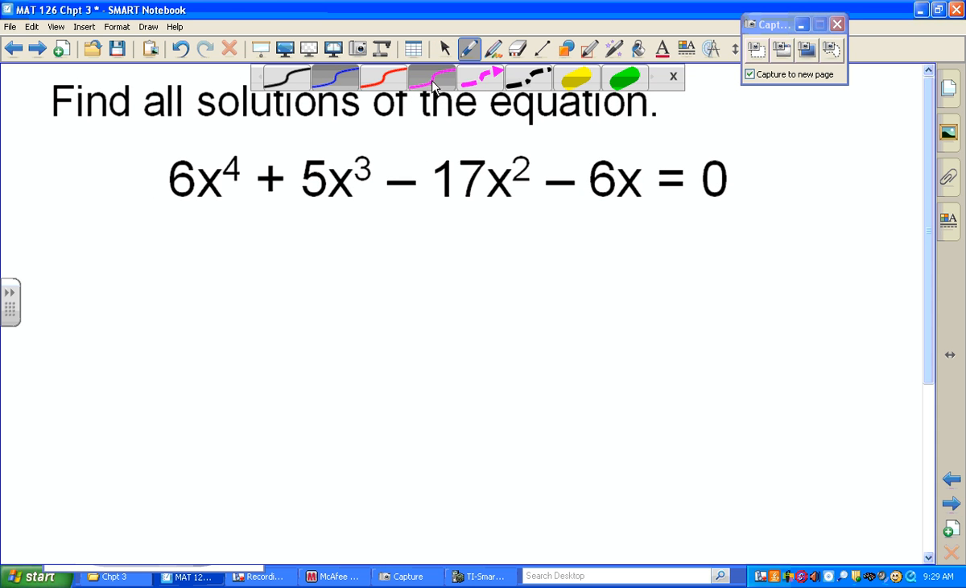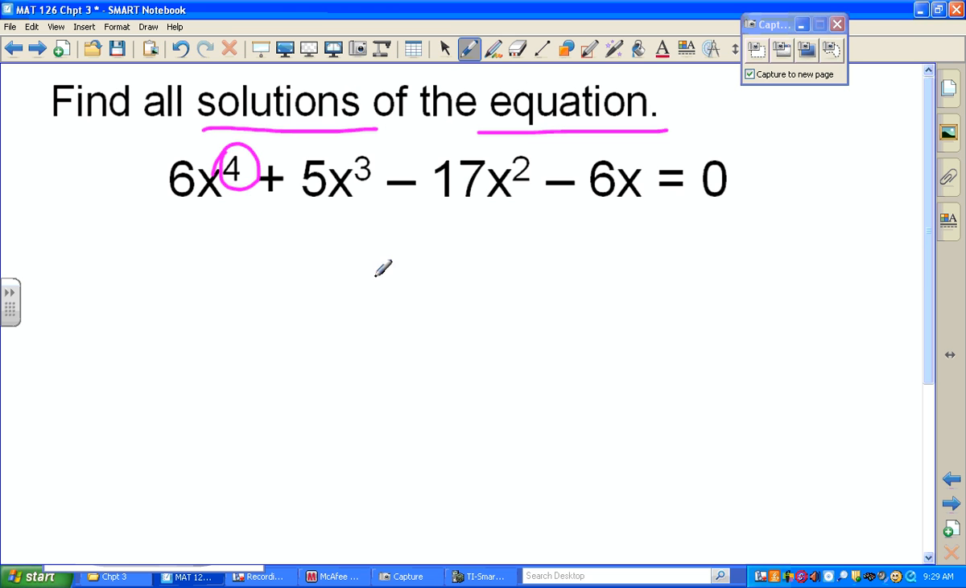Good or bad? Good. Find all the solutions to the equation. We're just doing it like this. However, this is a 4th degree polynomial. How many answers are there going to be? 4 solutions.